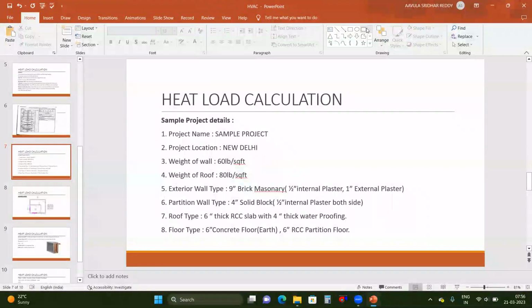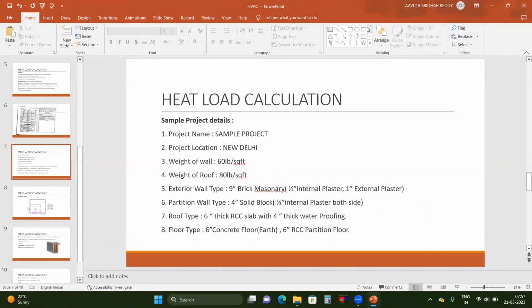So project location is New Delhi, and the weight of the wall and weight of the roof. These are the details we need to cover. We need to take them from the client or architect before we do the heat load calculation. So first, project location is New Delhi, and weight of the wall and weight of the roof we will get from the architect. The weight of the wall is 60 lb per square feet and weight of the roof is 80 lb per square feet. So exterior wall type.